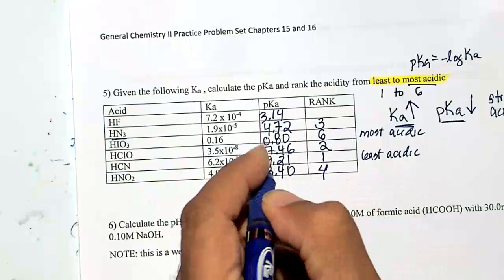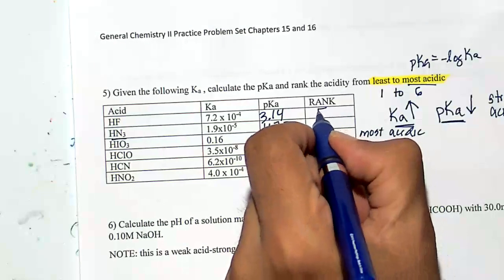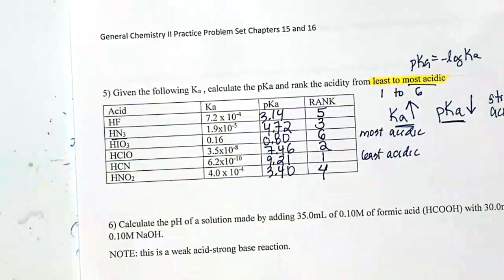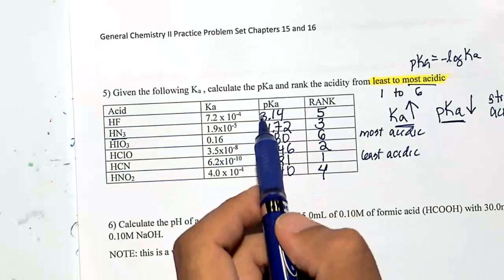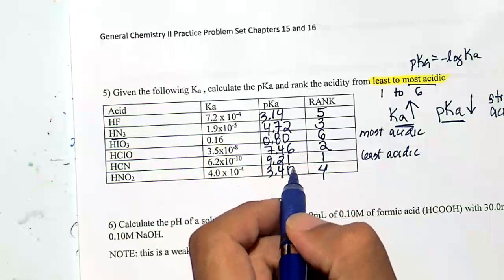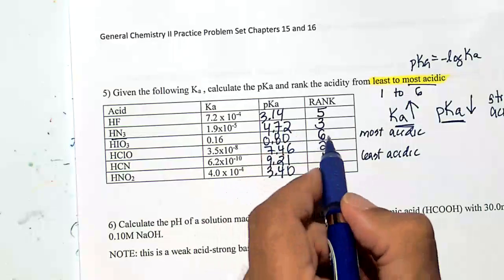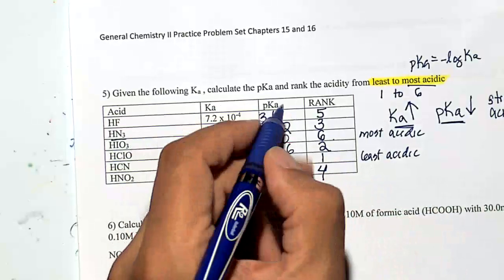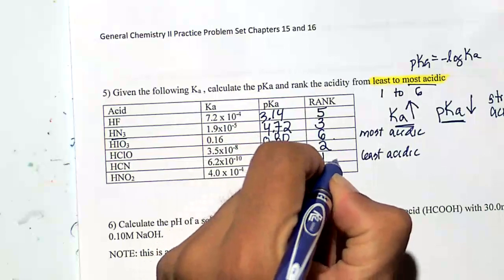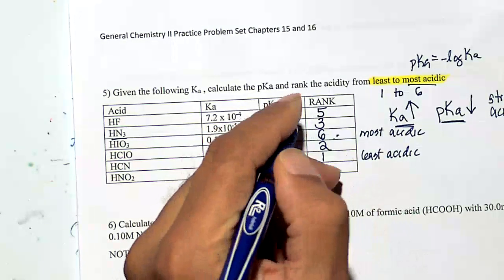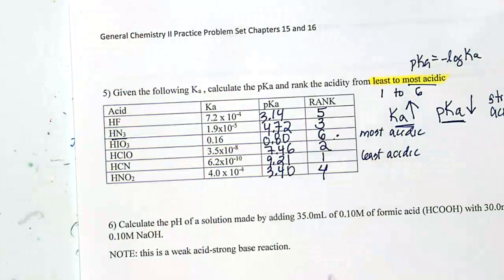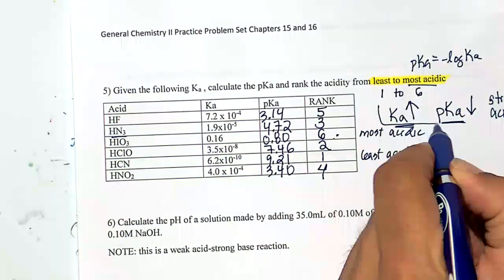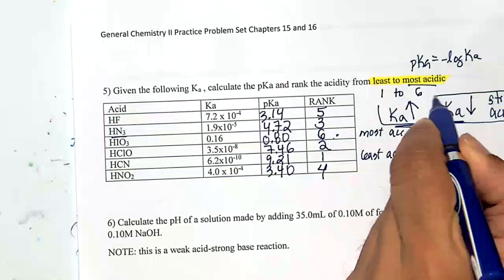The lower the pKa, the stronger the acid. So this would be the most acidic, and then this would be the next most acidic. Anyways, that's how you do it. This is what you're going to go by.